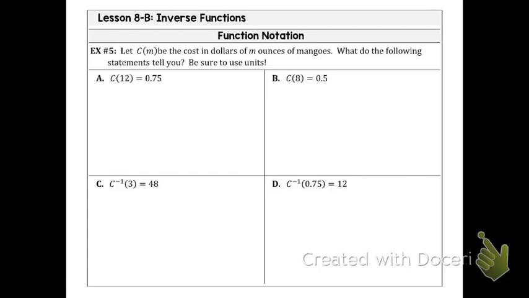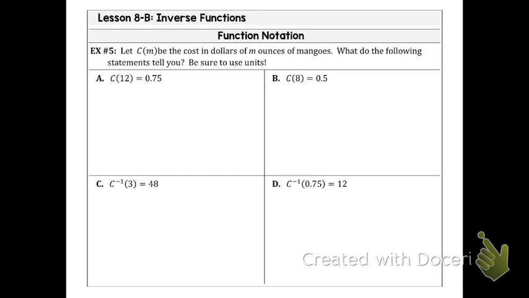Right, lesson 2.8, part B, continuing with inverse functions. And so we talk about some function notation. Example 5 here says let C of M be the cost in dollars of M ounces of mangoes. What do the following statements tell you? Be sure to use units.